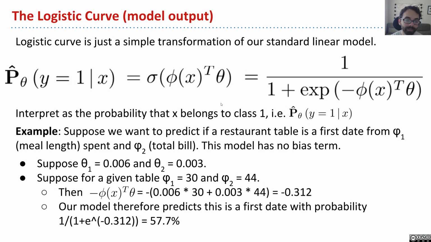And so as an example, just to make this very concrete, let's imagine that each row of our table is about restaurant information, right? Kind of like our tips data set. And let's say we want to predict whether or not the current group, the current people dining, are on a first date or not. Okay? And let's say we have two features. We have the length of the meal and we have the total bill. Okay. So phi 1 is the length of the meal, and phi 2 is the total bill.